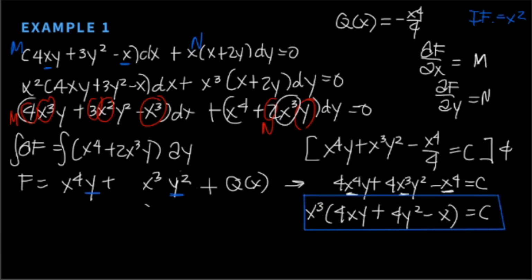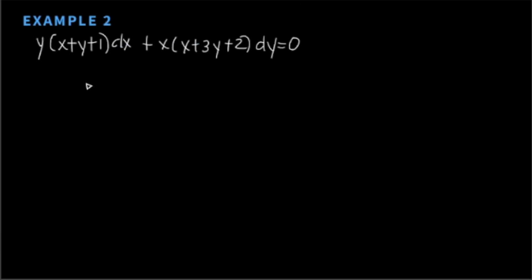So, yan. Proceed tayo sa next example natin. So, gawin natin is example 2: y times the quantity x plus y plus 1 dx plus x times x plus 3y plus 2 dy is equal to 0.